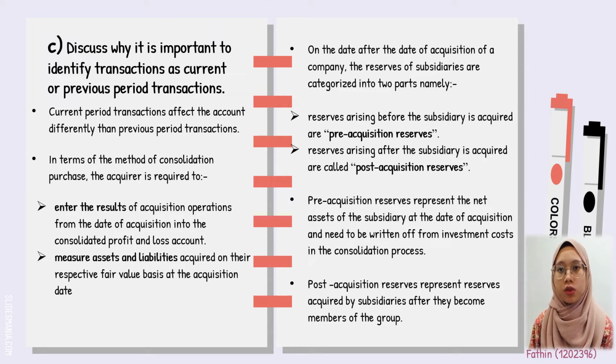Post-acquisition reserves also represent reserves acquired by the subsidiary after they become members of the group. As such, they form part of the group's reserves and need to be included in the consolidated financial statement. In a nutshell, it is important to identify a transaction as a current or previous period transaction in the accounting record, as it is totally important to prevent incorrect calculations from occurring.